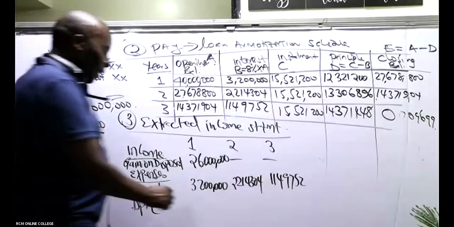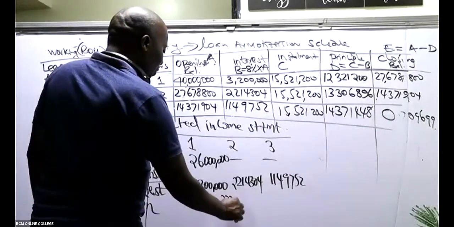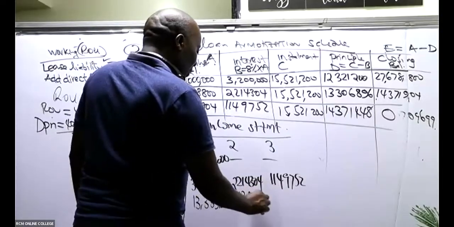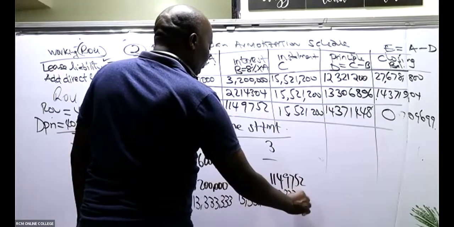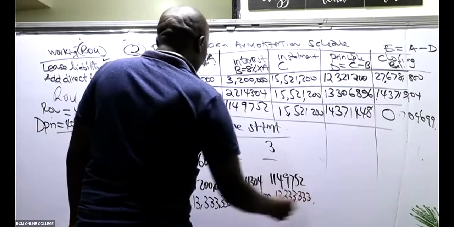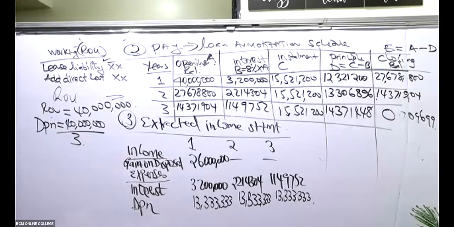So we have here 13,333,333. And now you are through with your extracted income statement. These are the numbers that you'll be able to take to your income statement pertaining to your leased assets. These are the numbers you should be able to take to your full income statement, pertaining to this extracted income statement.